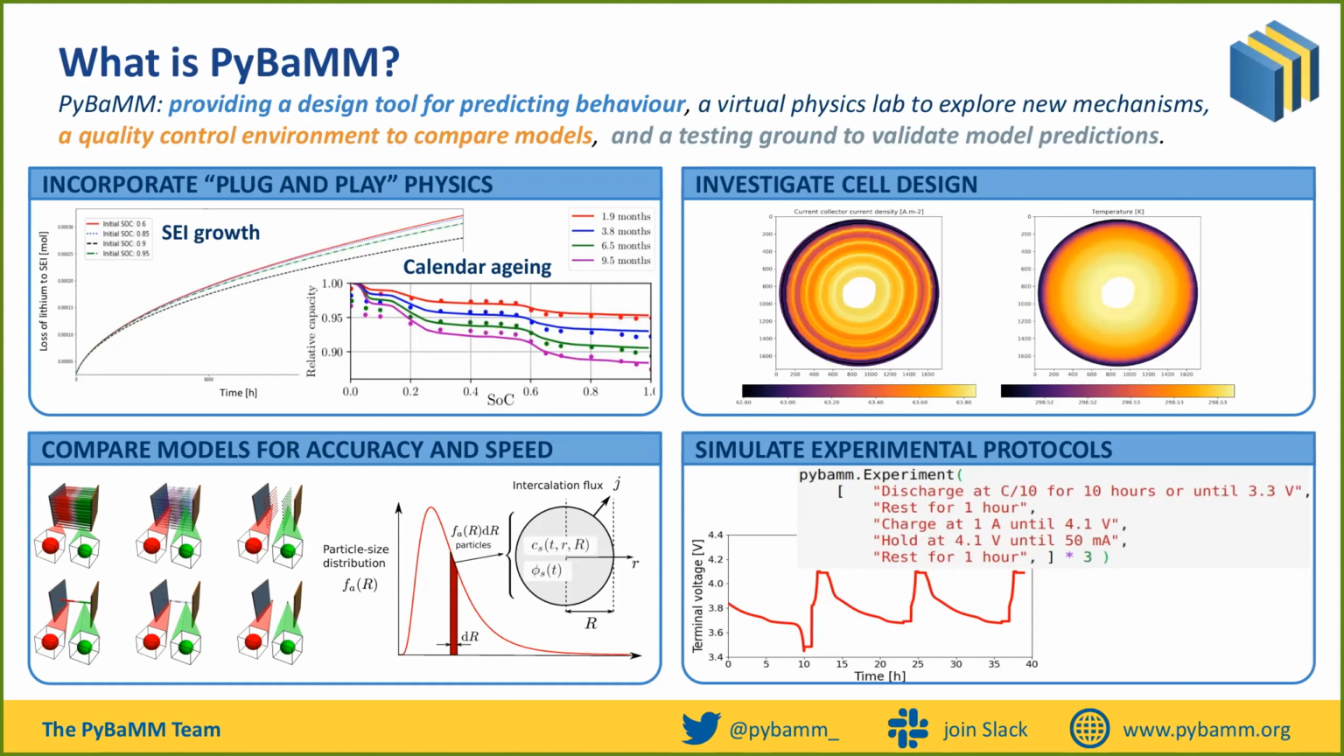What parameter regime can I use it in? What's the kind of error I make when I use a simpler model versus a more complicated one? And what's the speed increase I get? How do I play this game of trading off computational complexity, speed, and detail of my predictions? PyBaMM's a really useful tool for doing that, because it's very easy to just add in these different models, compare them, and understand what's going on.